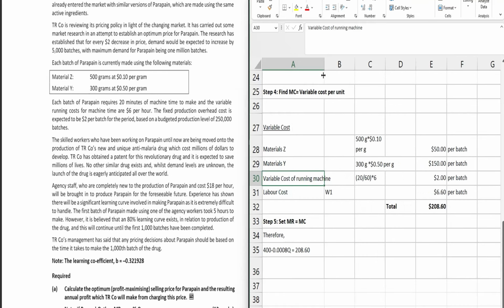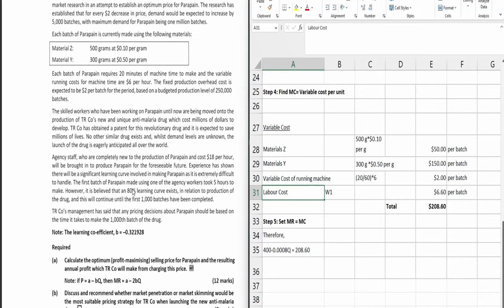Alright, I hope it is clear till here for everyone. Now next is labor cost, and for this labor cost I have done some working, but before that let's have a look at what the question has said earlier. Okay, from here.